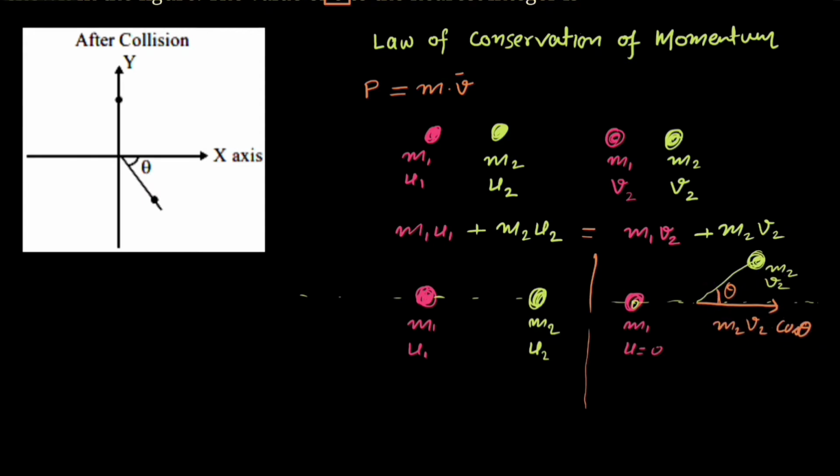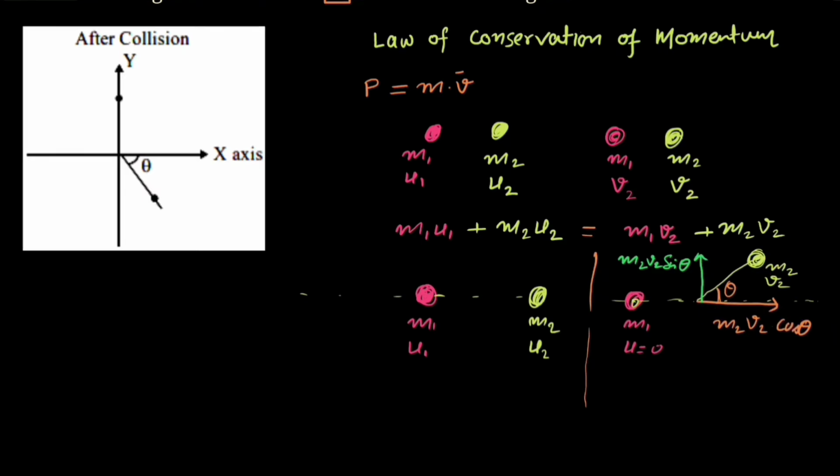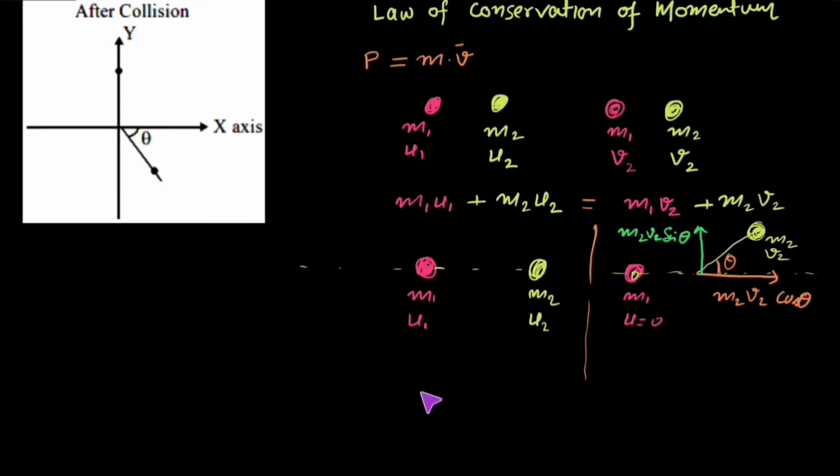Similar to this, we can break this momentum in the y direction as well. So the magnitude of momentum in the y direction would be m2 v2 sine theta. This is simply the resolution of a vector into its x and y components. Now if we want to apply the law of conservation of momentum, we can further explain it like this.